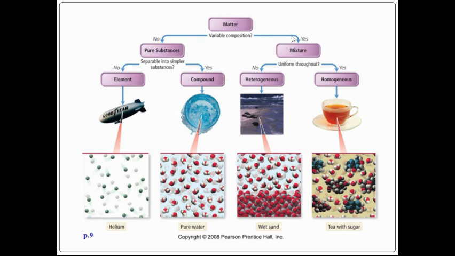If we move to the right side of this flowchart, mixtures are not pure substances. If they are uniform, we call them homogeneous mixtures, which means that if you look at the sample microscopically, for example this one with tea and sugar, those particles are evenly distributed throughout. Whereas if you have a heterogeneous mixture, those particles are not uniform in composition.